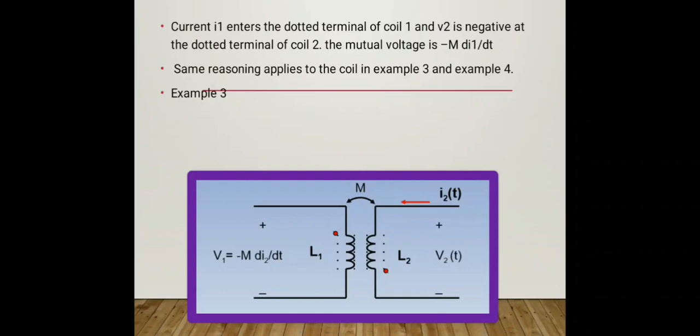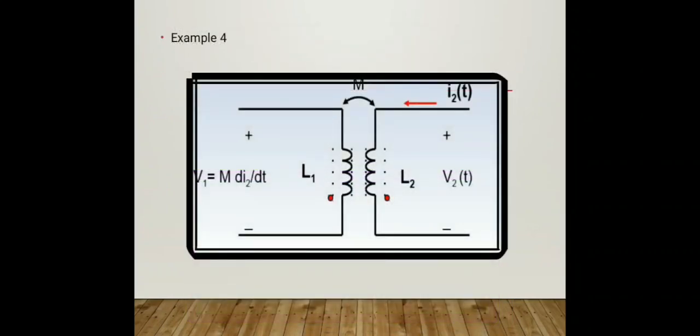The same reasoning applies to the coils in examples 3 and 4. As discussed above, if the current enters the dot in one coil and leaves the dot in the other coil, the mutual inductance is negative. If in both coils the current enters or leaves the dot, the mutual inductance is positive.